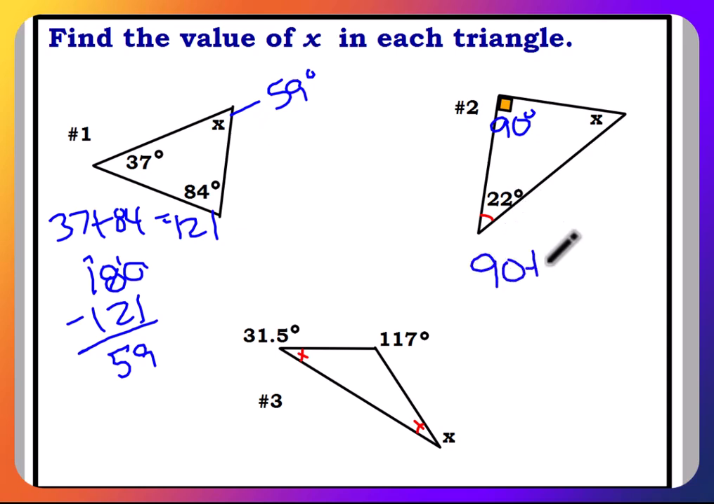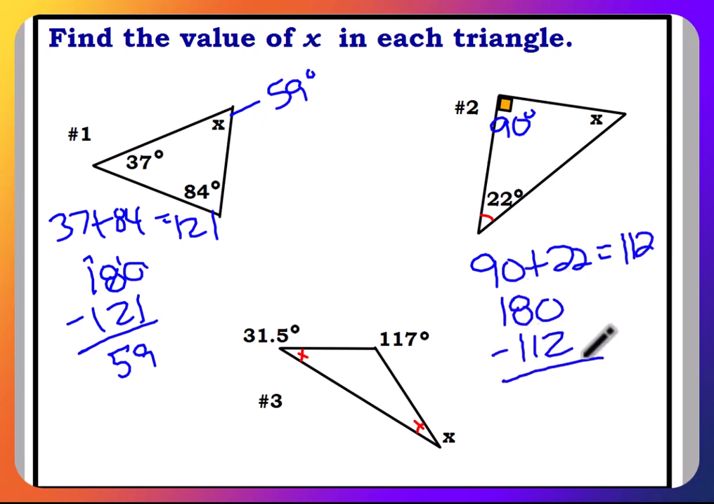So add them. 90 degrees plus 22 is going to give you 112, and then subtract that from the 180, and you're going to get 68. Make sure you do your borrowing, okay? So x is going to be 68 degrees.